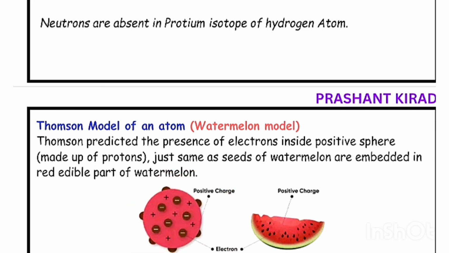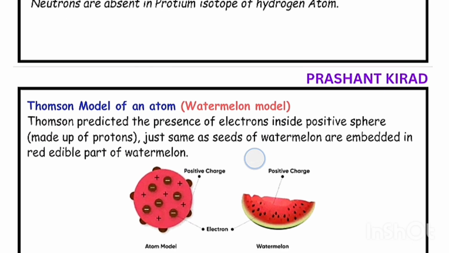Let me read it again and make it clear. Thomson predicted the presence of electrons inside a positive sphere, just like seeds of a watermelon embedded in the red part of the watermelon. Similarly, in the watermelon, the seeds are considered what? Electrons. The space in the red color is called what? Positive charge. That is what the atom model is all about. Thomson's atomic model is very important from your examination point of view.